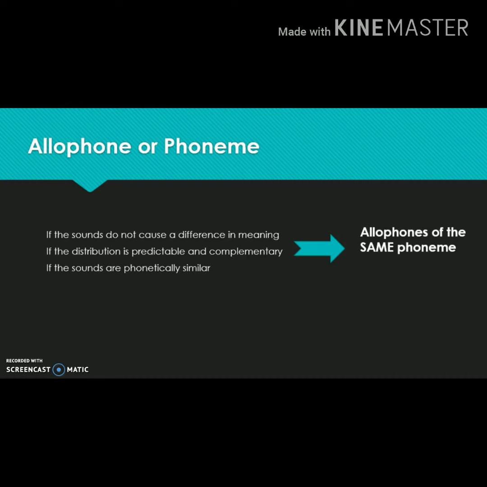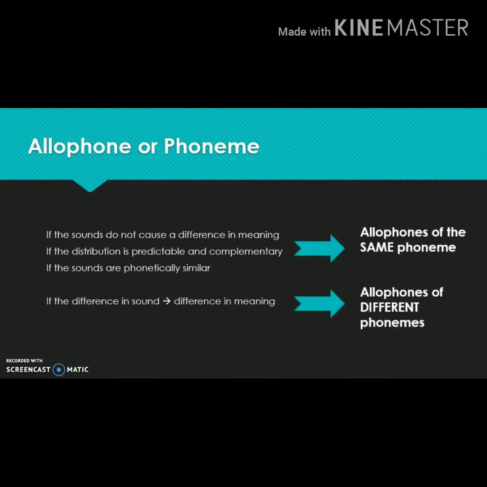In allophones, if it helps, you can just think of them as sounds, right? Those sounds, what's actually being produced, belong to the same phoneme. But if the difference in sound results in a difference in meaning, those sounds are allophones of different phonemes, right? So they're different. They're still sounds, but they represent different phonemes.